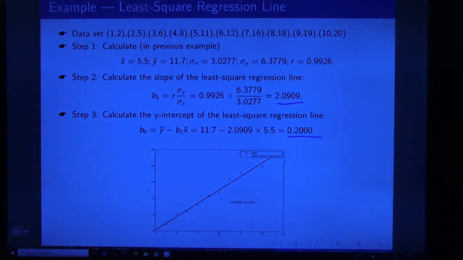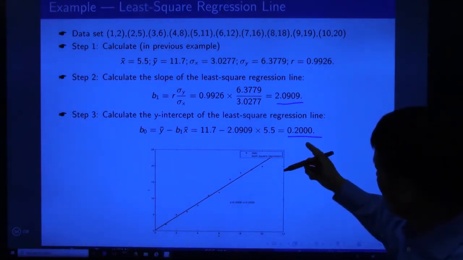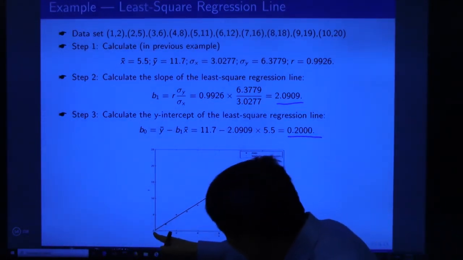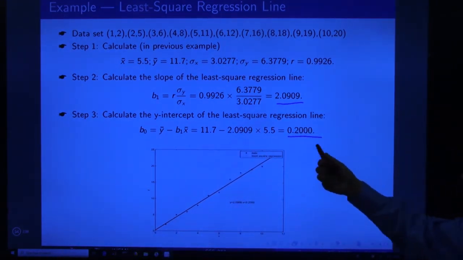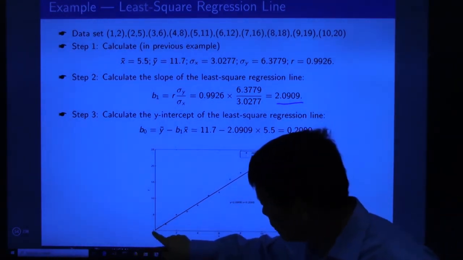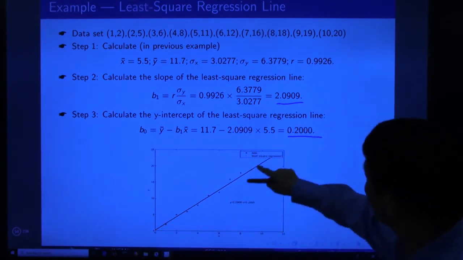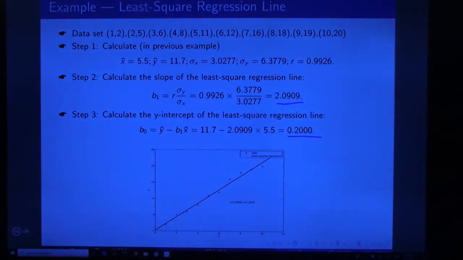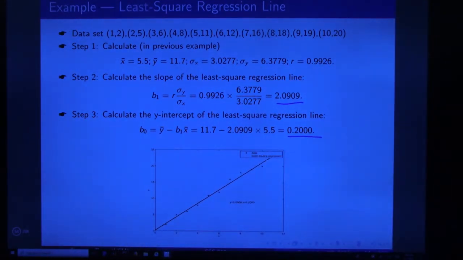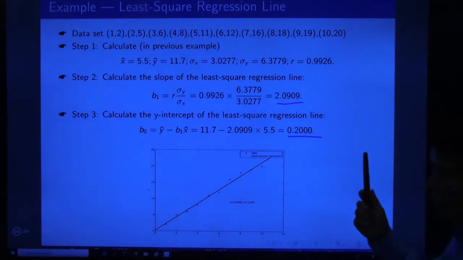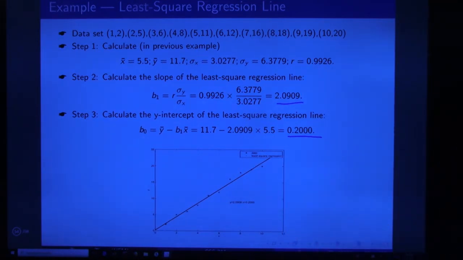Now we should draw this line. To draw this line, first you need to find the y-intercept. Here, it's very small, just a little bit, 0.2 above the origin, so that's 0.2 here. Then the slope is almost equal to 2. Then we just use a ruler to draw this straight line. And this straight line is called the least squares regression line. So that's how we calculate this line.